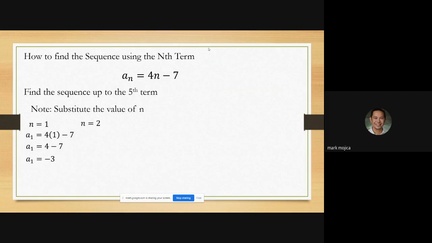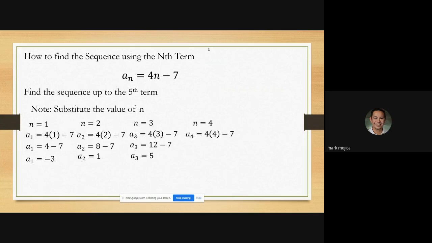So n is equal to 2, a sub 2 is equal to 4 times 2 minus 7. So a sub 2 is equal to 8 minus 7, so that is equal to 1. N is equal to 3, 4 times 3 minus 7, that is 12 minus 7, so therefore you have 5. N is equal to 4, a sub 4 is 4 times 4, 16 minus 7, therefore 16 minus 7 is equal to 9. And the last, which is the fifth term, a sub 5 is equal to 4 multiplied by 5 minus 7. So you have your 20 minus 7. Therefore, this is 13. Okay, I hope na naintindihan nyo to.